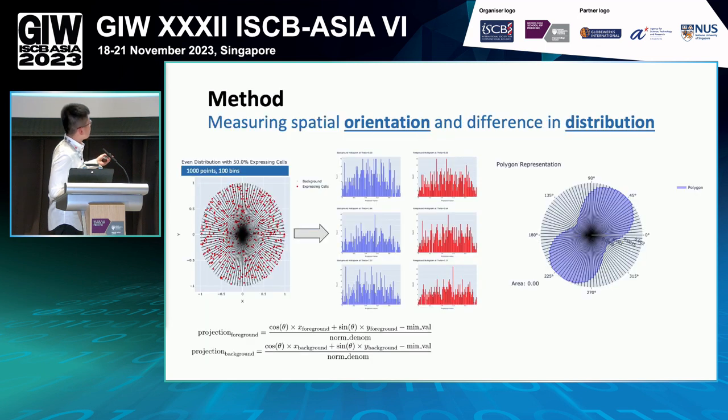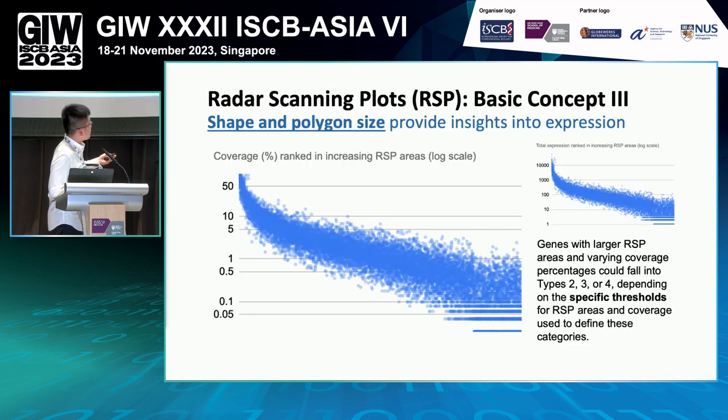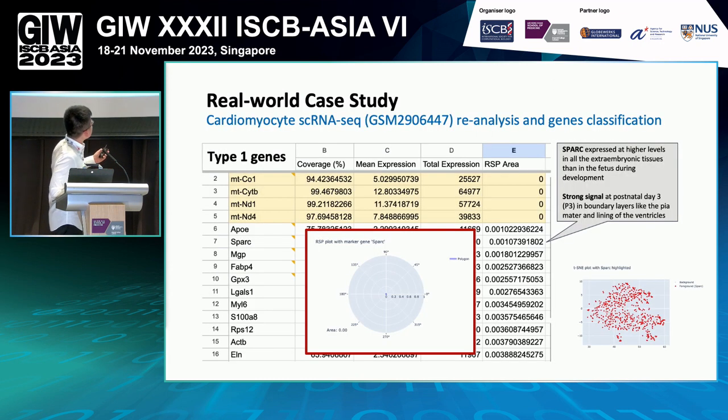So depending on the particular threshold, depending on the expression data you want to input, you will get different representations, different categorizations of the 3 types. So in a real-world case study, we have conducted a reanalysis of the mouse neonatal heart dataset, and based on the RSP area, we have found multiple genes that are highly expressed, as well as potential marker genes for future revisions.